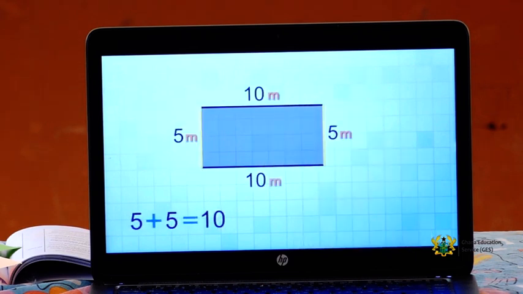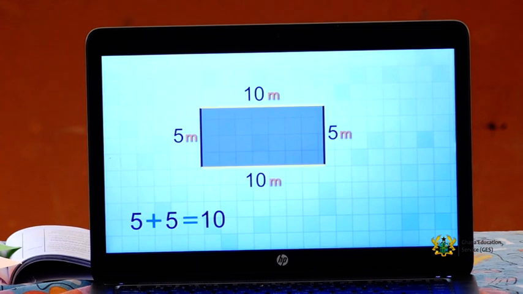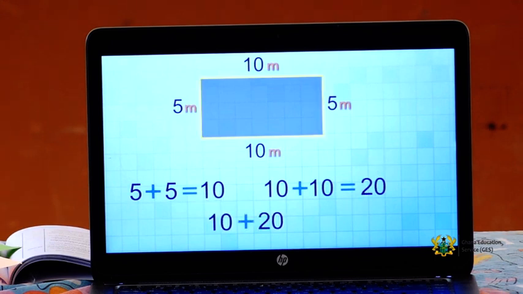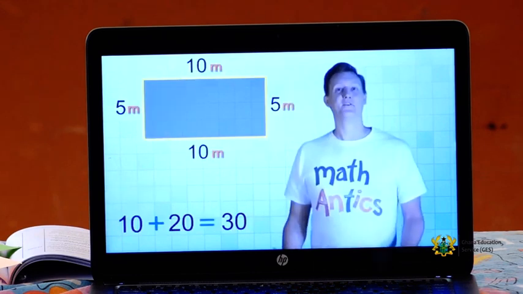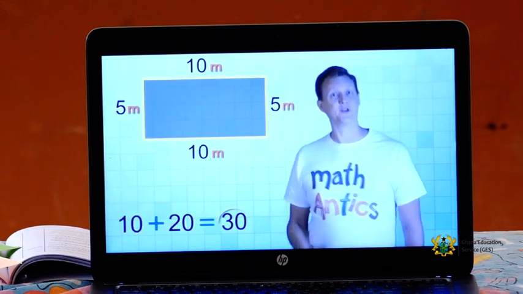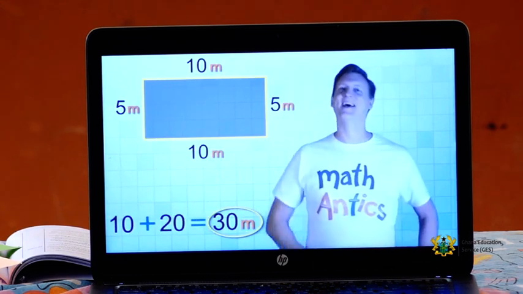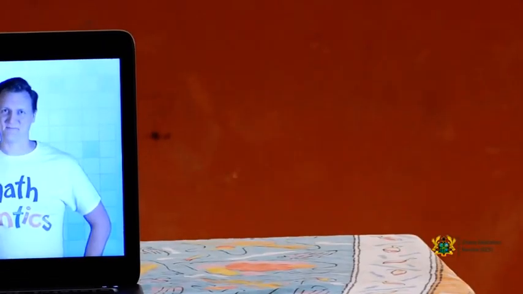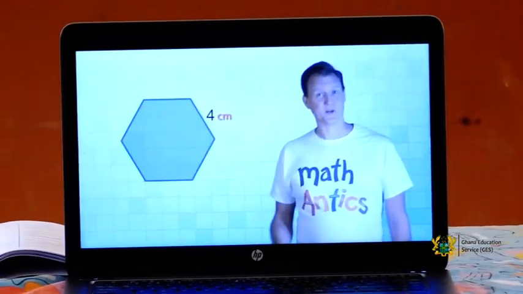5 + 5 = 10. Next, I'll add up the two longer sides. 10 + 10 = 20. And now, if I add up those two answers, I'll get the total for all four sides. 10 + 20 = 30. So, the perimeter of this rectangle is 30 meters. You thought I was gonna forget my units, didn't you? Not this time.